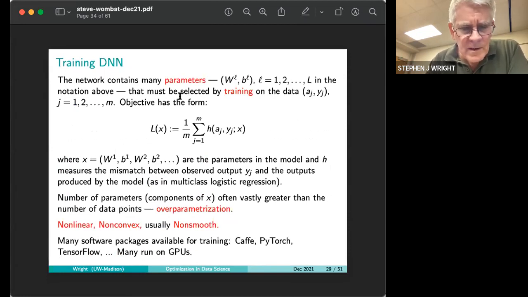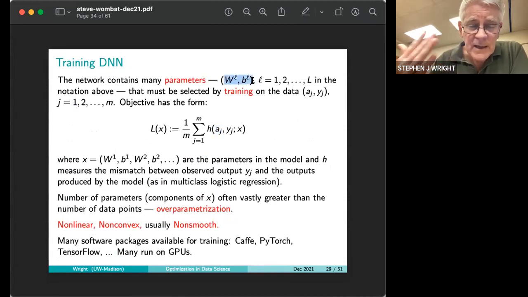Now, how does this fit into the framework that we've been discussing? Well, it matches the framework in that these weights, these transformations that take you from layer to layer, are the X.